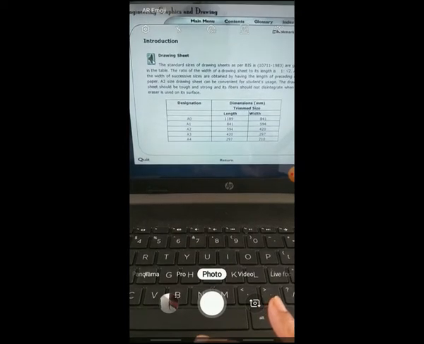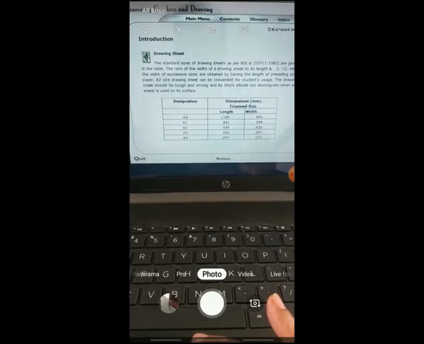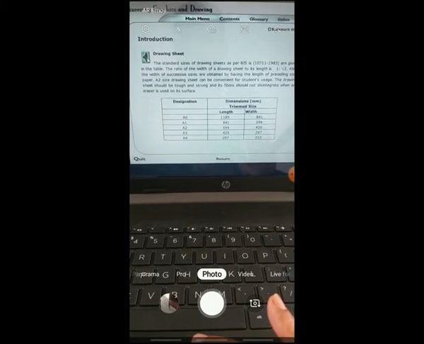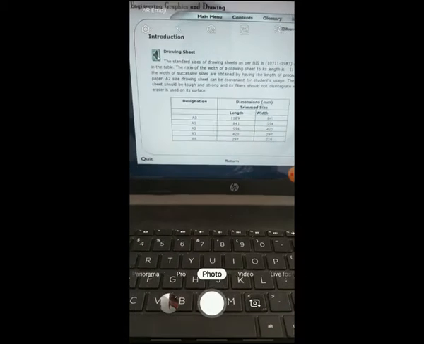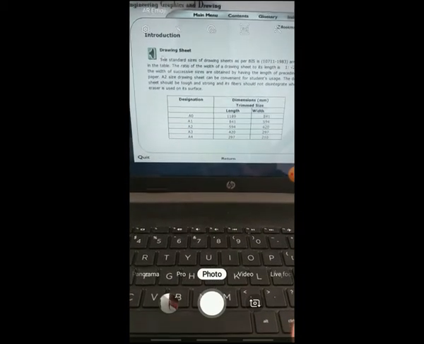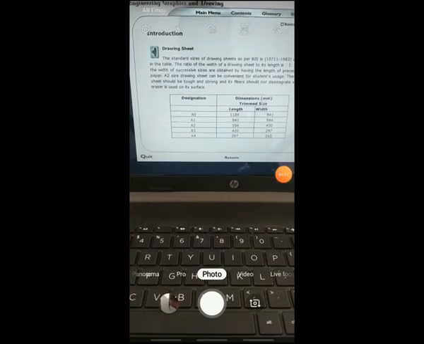Drawing sheet. The standard sizes of a drawing sheet as per BIS 10711, 1983 are given in the table. The ratio of the width of a drawing sheet to its length is 1:√2. Also, the width of successive sizes are obtained by halving the length of the preceding size paper. An A2 size drawing sheet is convenient for student usage. The drawing sheet should be tough and strong, and its fibers should not disintegrate when an eraser is used on its surface.